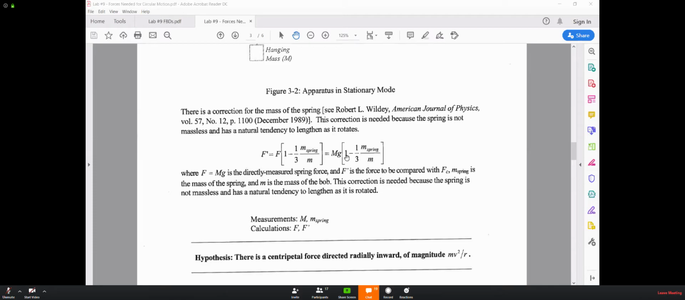Can you guys calculate what this number is in square brackets? Don't do the mg yet. Just what's this number in square brackets? 1 minus 1/3 times mass of spring over mass of bob. Well, we already said the spring over the bob is about 3.5%. I can calculate it again, but it's about 3.5%. And then you divide by 3. So this number right here is a little over 1%. And then you subtract from 1. So the number in square brackets is somewhere around 98% or 99%, and I'm going to calculate it right now.